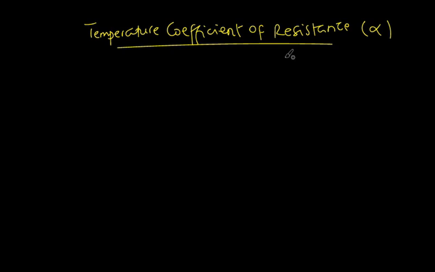So the symbol is alpha, like I said, and how is this given mathematically? Mathematically, the temperature coefficient of resistance is given by alpha equals RT minus R naught, all over R naught times T. Now what is this RT, R naught, and T? The alpha we have over here is what we are calling the temperature coefficient of resistance.